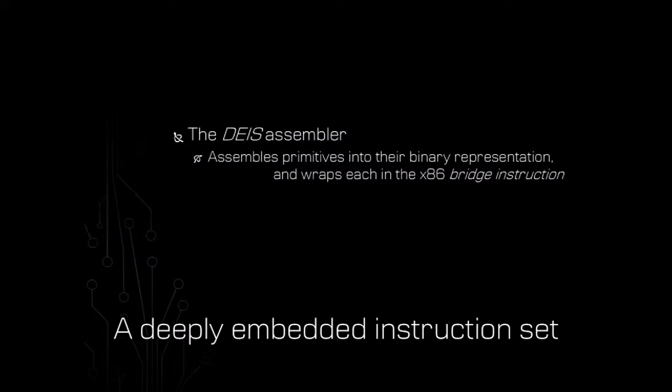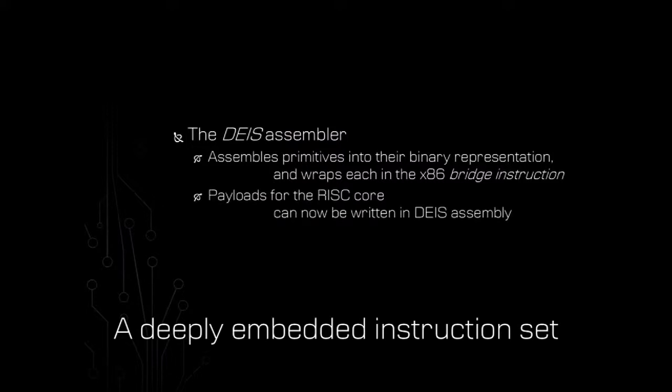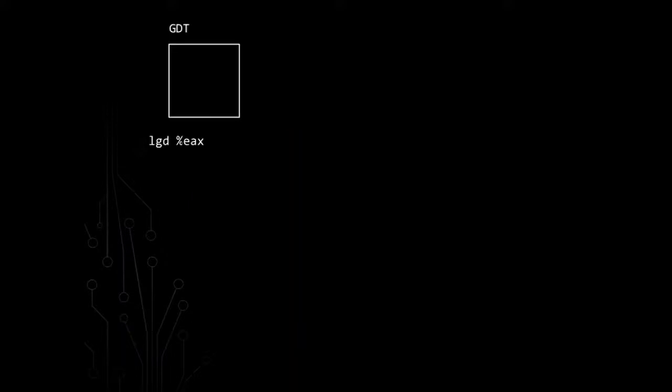So at this point, I decided to go all out and I wrote a complete assembler for this custom assembly language that I called the DICE assembler, which basically means that I can write instructions in one of their primitive forms like this at a high level and then get it encoded into a binary format. I can then wrap each of those instructions in the x86 bridge instruction and send that instruction over to the RISC core in order to execute that instruction.